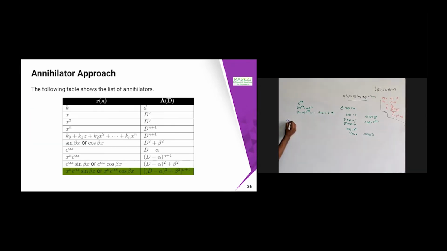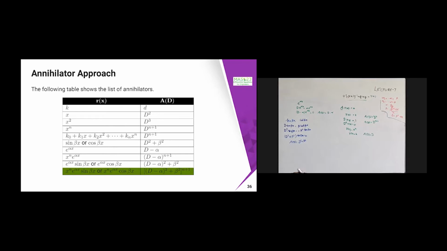Similarly, in the case of sin beta x, what is going to come? If I apply D on sin beta x, it is going to become beta cos beta x. D square of sin beta x is going to become minus beta square sin beta x. Therefore, D square plus beta square applied to sin beta x equals 0. So I can write A of D is equal to D square plus beta square.